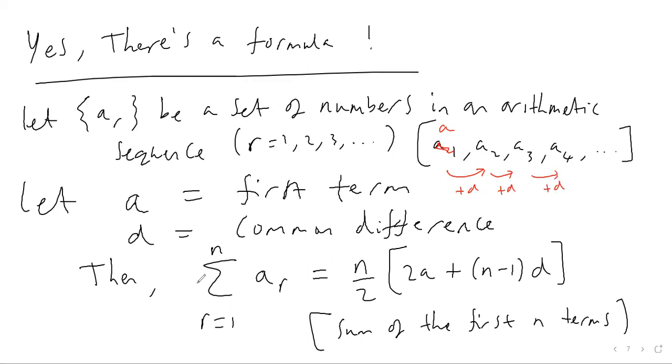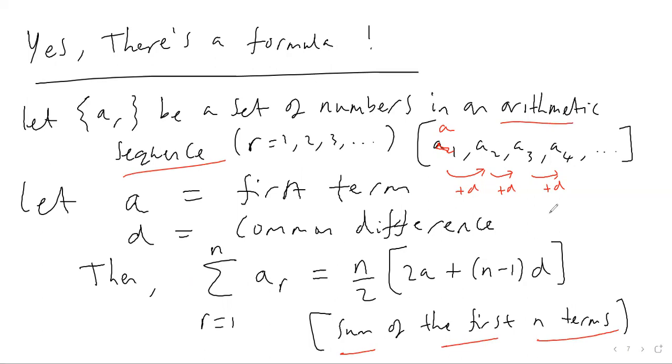Then the fact that we need to know is that when we sum the first n numbers in the sequence, remember this sigma notation, this sum notation, going from r equals 1, so a1 up to an, the formula is this: n over 2 times (2a plus (n minus 1) times d). That is the sum of the first n terms of an arithmetic sequence. That's the formula, and it will be in your formula book.